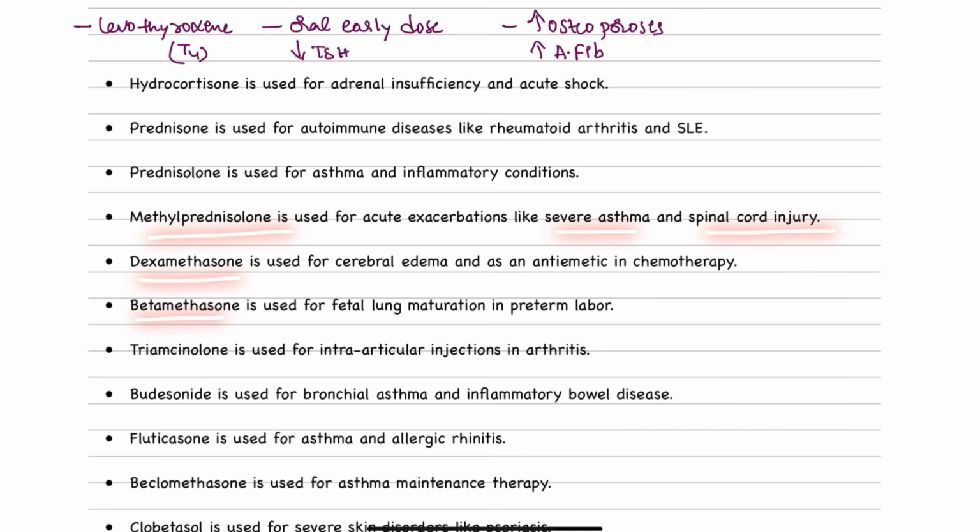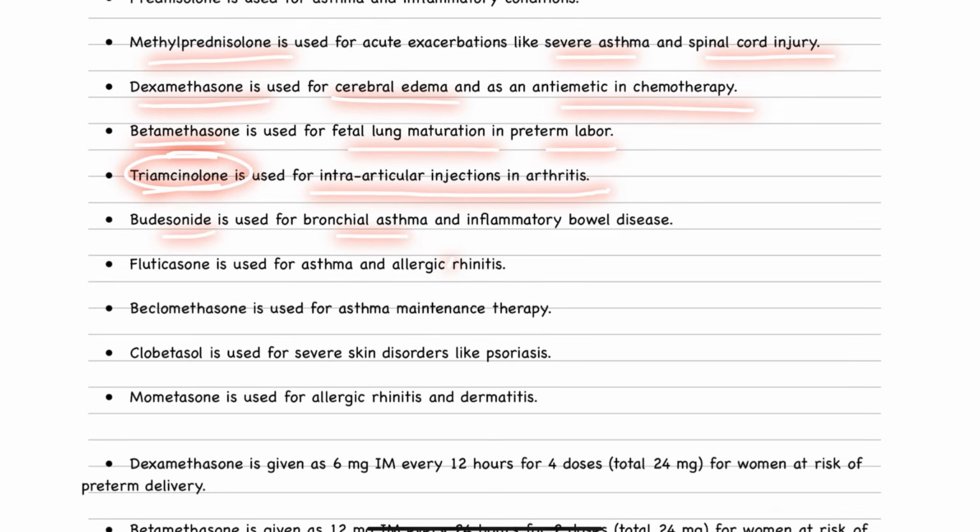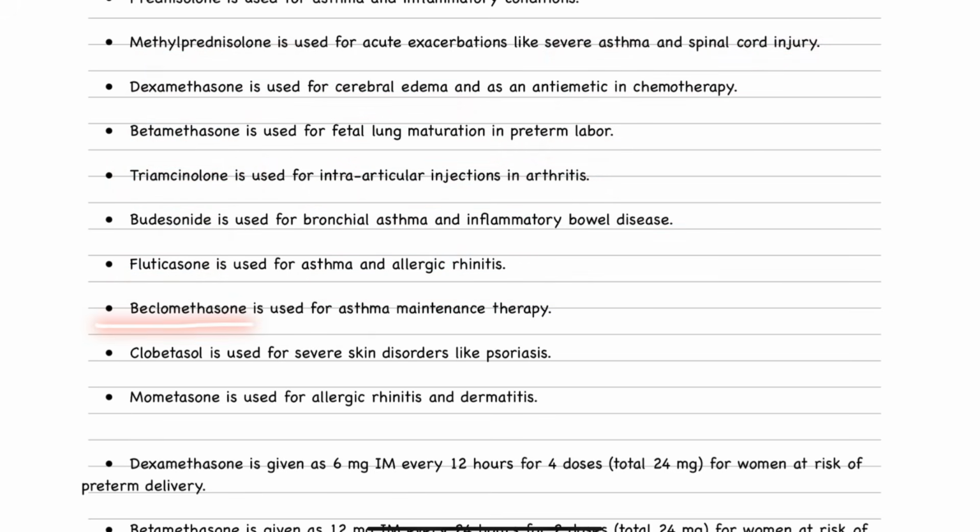Dexamethasone, betamethasone commonly used for fetal lung maturity, preterm labors, and dexa is used for cerebral edema, antiemetics such as in chemotherapy. Triamcinolone used for intra-articular conditions such as arthritis and also used for keloid injection. Budesonide is used for bronchial asthma, inflammatory bowel disease. Fluticasone used for asthma and allergic rhinitis. Beclomethasone used for asthma maintenance therapy. Clobetasol is used for skin conditions such as psoriasis. Mometasone is used for dermatitis and allergic rhinitis.